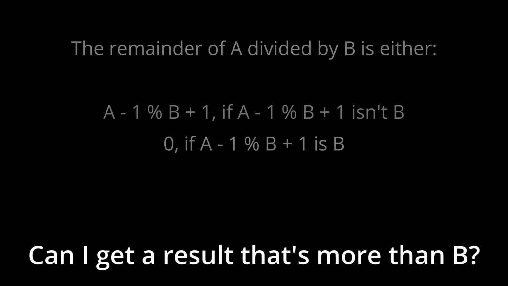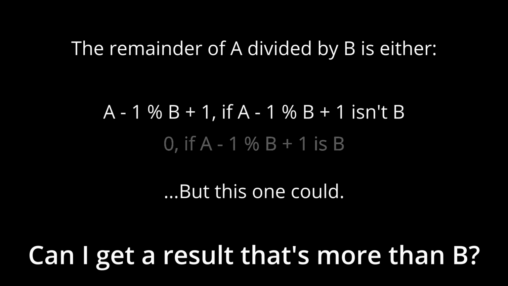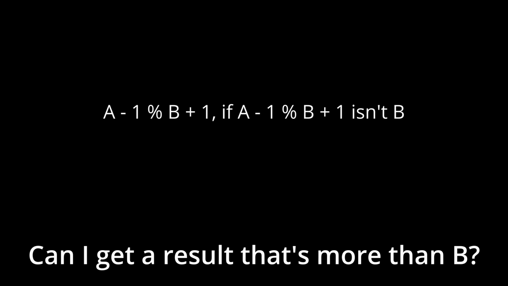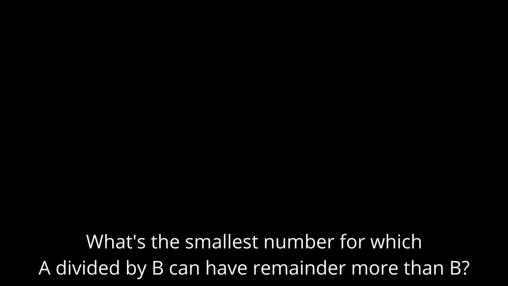What about a number more than b? I don't think I can use the same trick here. If the remainder of a divided by b were more than b, there's nothing stopping the remainder of a minus 1 divided by b from also being more than b. Although, since eventually, by going backwards, you would have to get to 0, there has to be some number that's the smallest number that has a remainder more than b when divided by b.